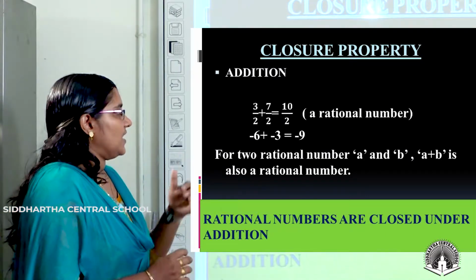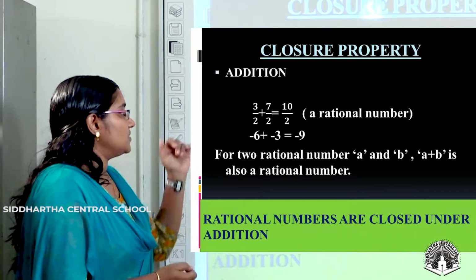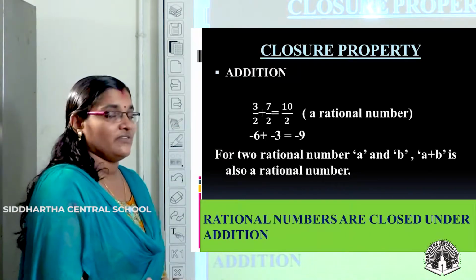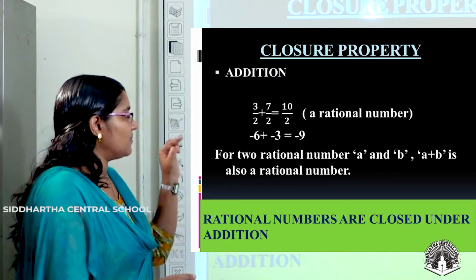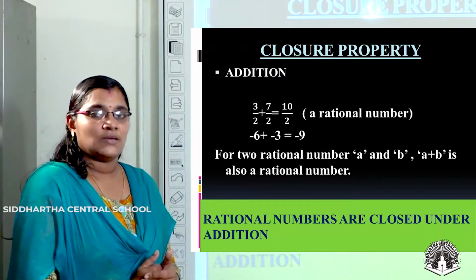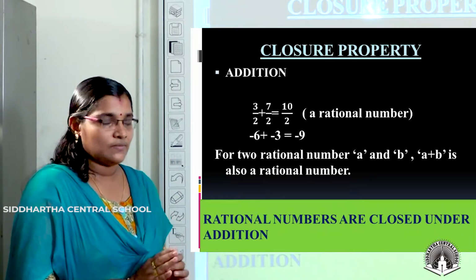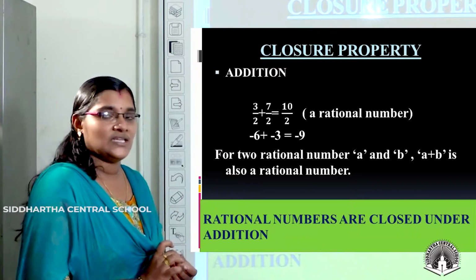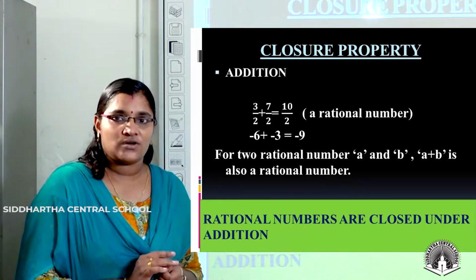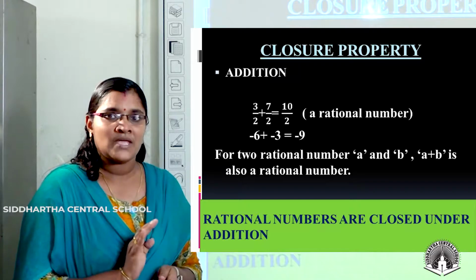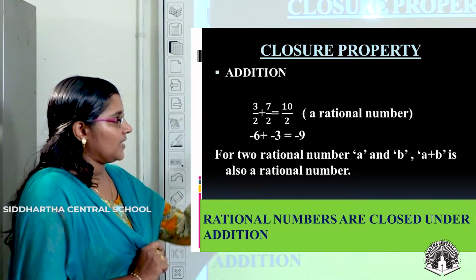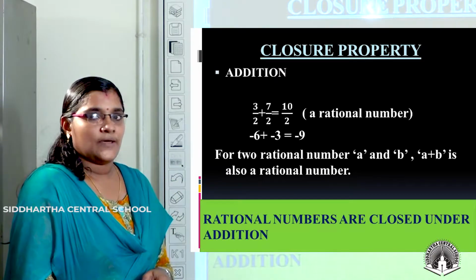We can check an example. First, 3 by 2 plus 7 by 2. You have to add it. 3 by 2 and 7 by 2 are rational numbers. The answer is 10 by 2, which is 5. So 5 is also a rational number.